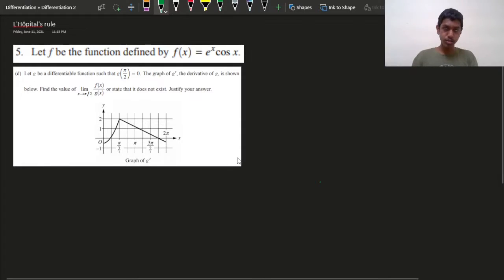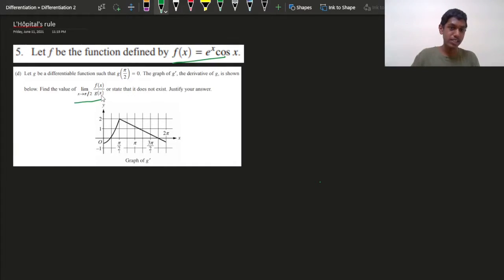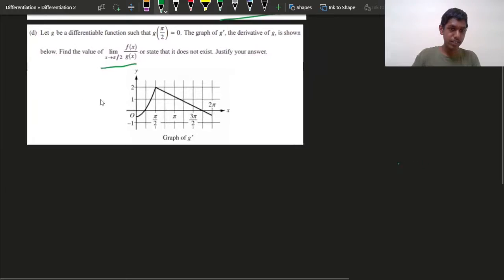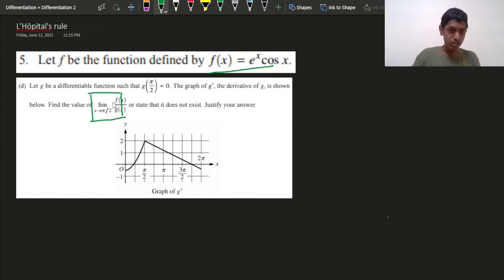Hello, welcome to our 6th video in differentiation, and today we're going to be doing a problem involving L'Hopital's rule. So, we've gotten a fairly ordinary looking function, and we've got to find a limit involving this function. So this is what we have to find. And we've got some graph here.